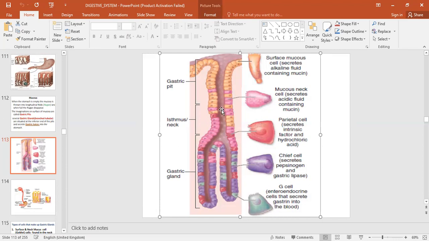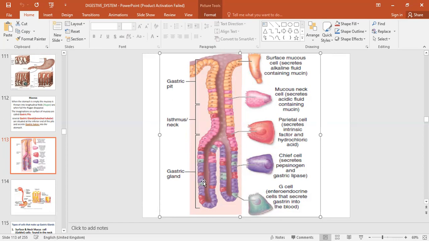Then as we go down the pit, there's this part here, which we call the neck or the isthmus. So the pit goes in, then reaches a stage where we call it a neck, then branches into two glands. So this is one gland, that's another gland. We covered glandular tissue under epithelial tissue 2. I'll refer you back to that lesson.